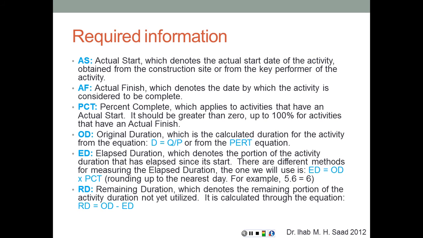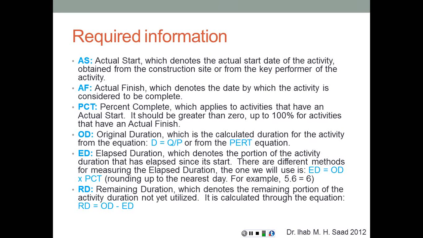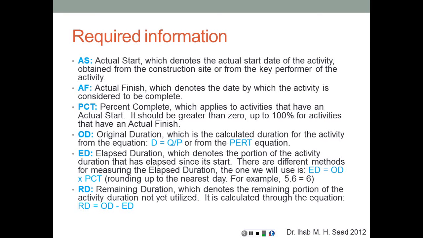So some of the required information that we need to collect are the actual start, which denotes the actual start date of the activity obtained from the construction site or from the key performer of the activity. If it's done in a shop by a subcontractor or supplier, they're going to provide us with that actual start. And the actual finish denotes the date by which the activity is considered to be complete, whether it's substantial completion or practical completion. This is something to discuss a little bit later.